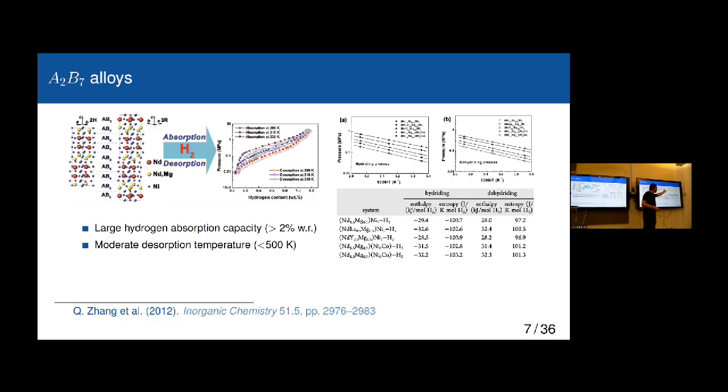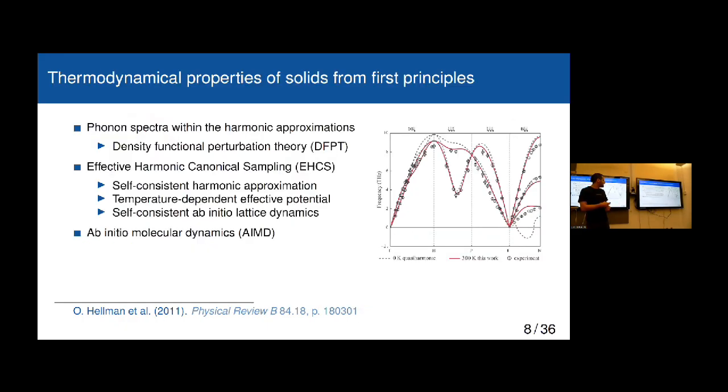So these are some experimentally measured van 't Hoff diagrams. So we know the enthalpy and entropy of the process. Now, how do we compute these finite temperature properties of solids? Here are the most traditional methods.